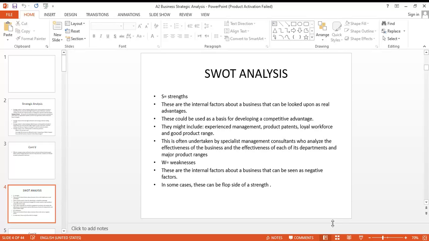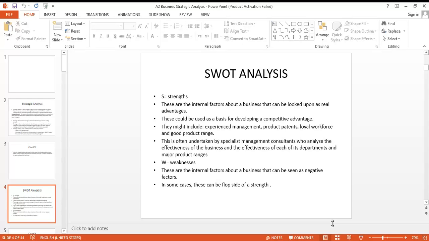SWOT means, once again, please do keep in mind, this is all part of environmental scanning. This is all part of trying to understand the environment in which you are currently operating. So, SWOT stands for strength, weakness, opportunity, and threat. What are the strengths of your business? What are the weaknesses of your business? What are the opportunities which can be exploited to increase the productivity, revenue, and expand the business, maybe? And what are the threats to your business?